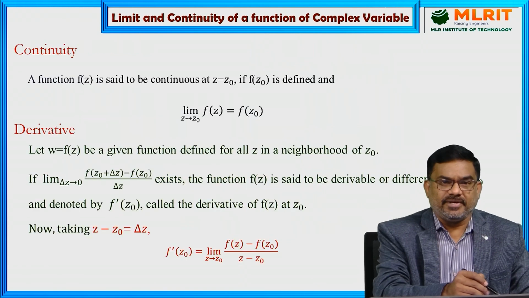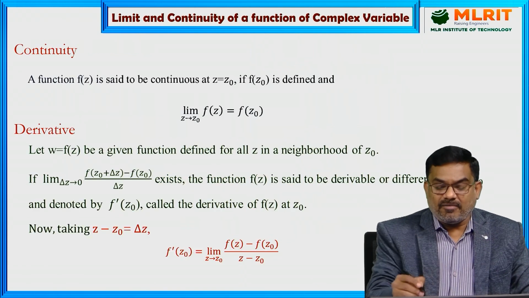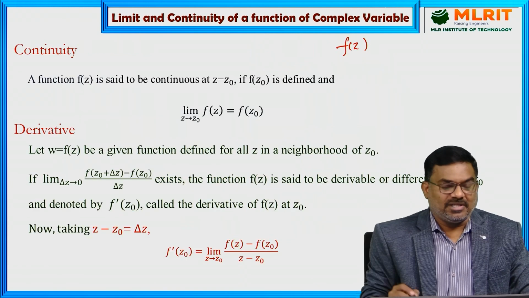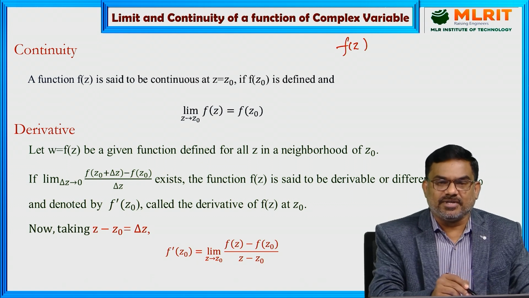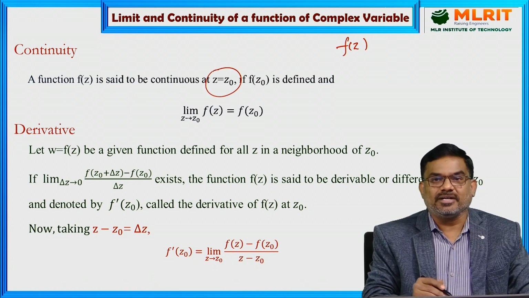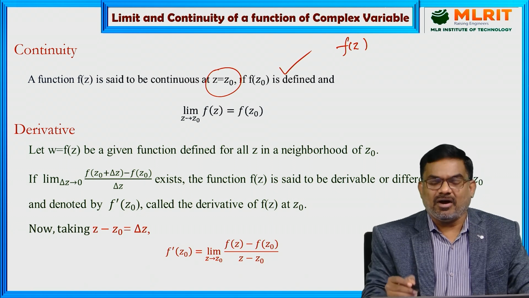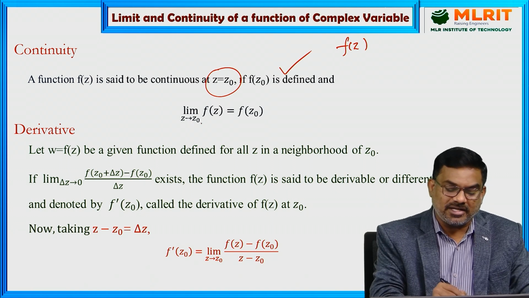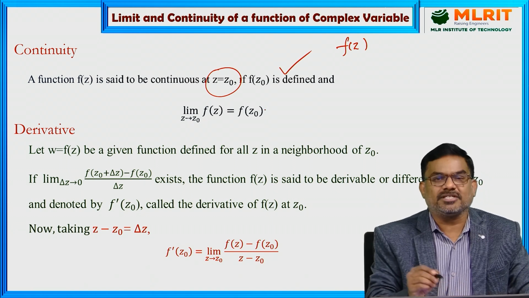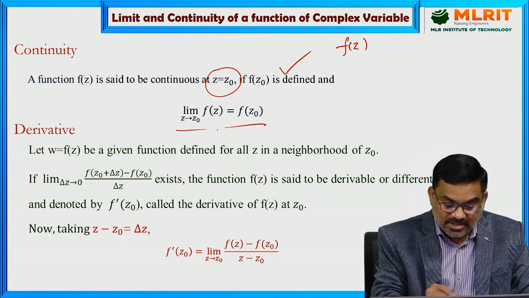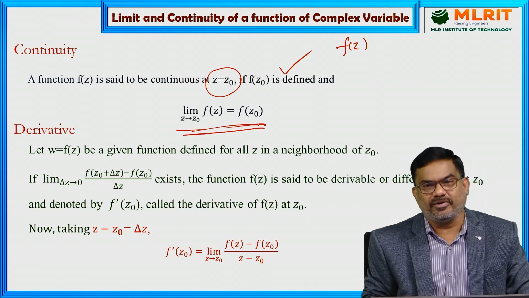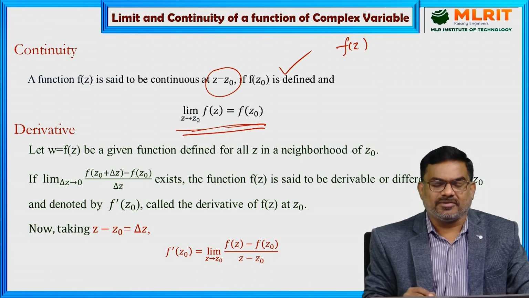Coming to the next definition, continuity. Continuity of a function f of z. A function f of z is said to be continuous at a point z equal to z naught if first f of z should be defined and also the limit as z tends to z naught of f of z must be equal to f of z naught. So this is the definition of continuity or continuous function f of z.